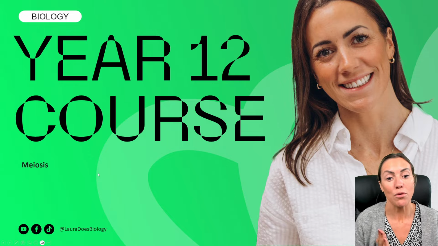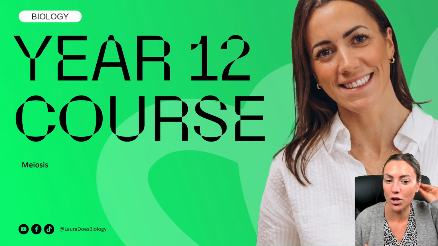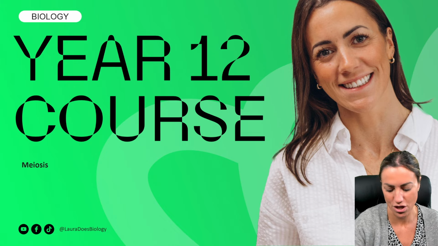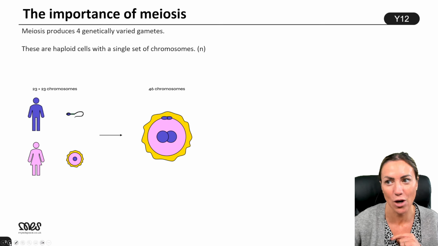In this video, we're going to go through meiosis, which is one of the more challenging topics for paper one. So we're going to go through the stages of meiosis, what happens in meiosis 1 and meiosis 2, focusing on crossing over and independent segregation or independent assortment. So stay tuned if you need help with this topic.